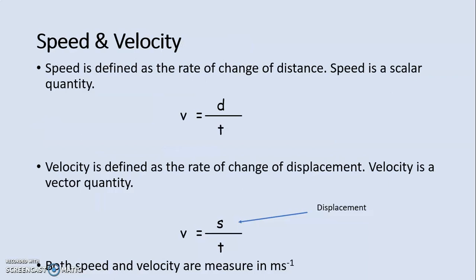Speed is defined as the rate of change of distance. Speed is a scalar quantity, so v equals d over t. And velocity is the rate of change of displacement, which is a vector quantity. And v equals s over t, where s is equal to displacement. So this is, as I was saying at the start of the video, it's really important to use v for speed rather than s, otherwise this becomes quite confusing.